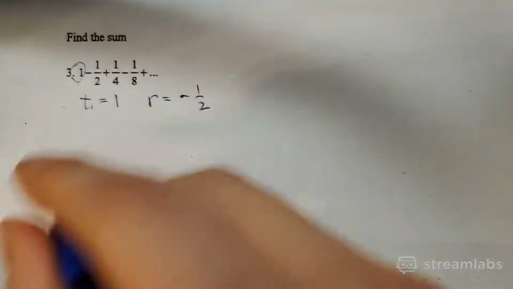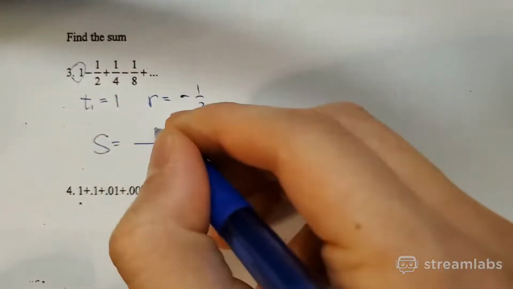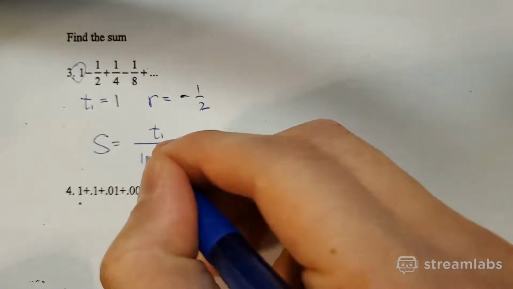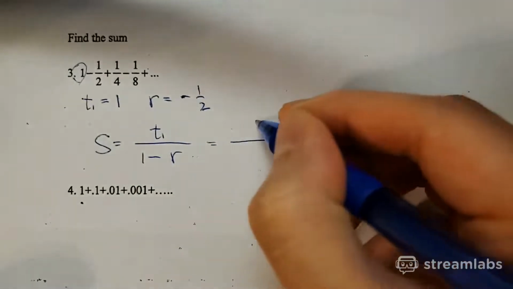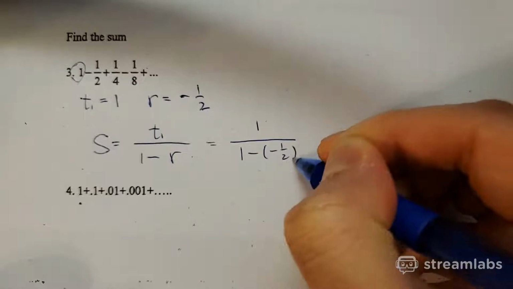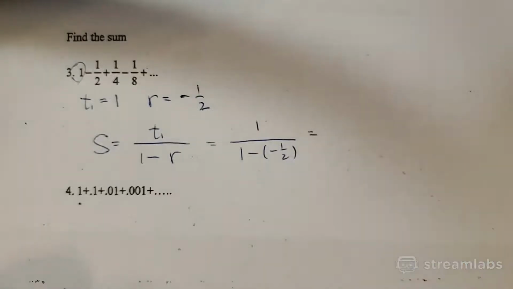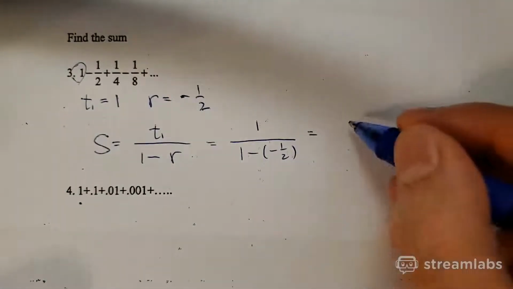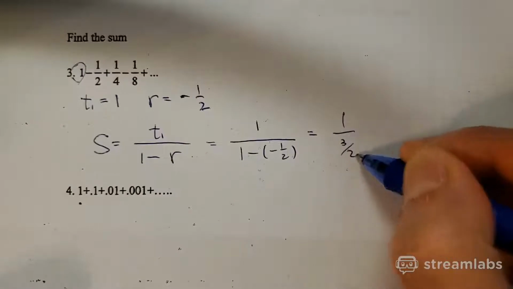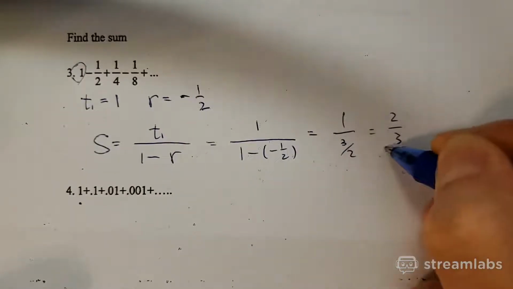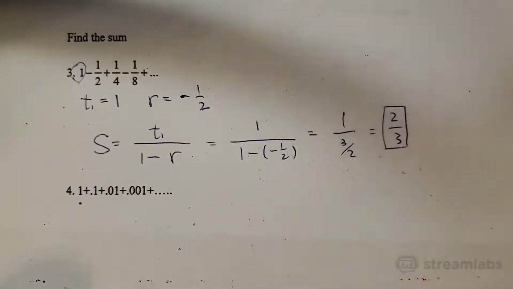Right? Because I know the sum is first term over 1 minus r. So first term over 1 minus negative half. That'll give me 1 over 3/2, which is 2/3.